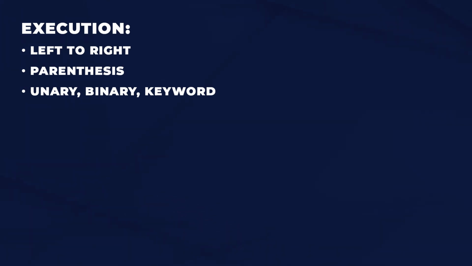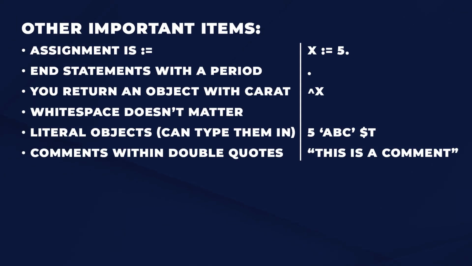Execution. How is it executed? Well, you go left to right, things in parentheses first, then all the unary, all the binary, and then all the keyword. That is the execution order for Smalltalk. A few other important things you'll need to know. Assignment is done with colon equals, so x gets 5, looks like this, x, and we can tell it's lowercase, so it's a local variable. X is assigned 5, period, so statements end with a period.